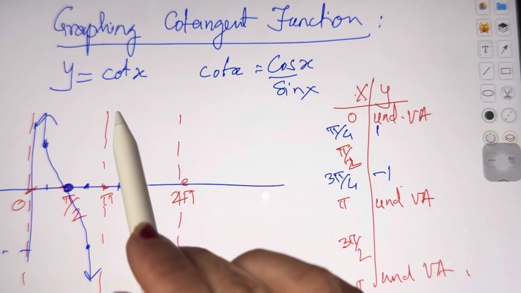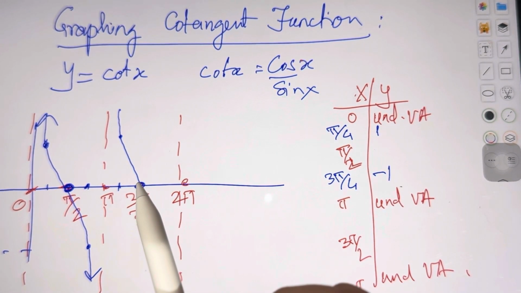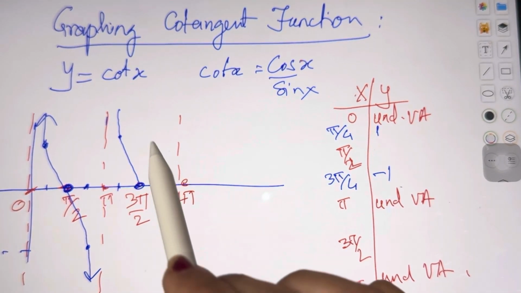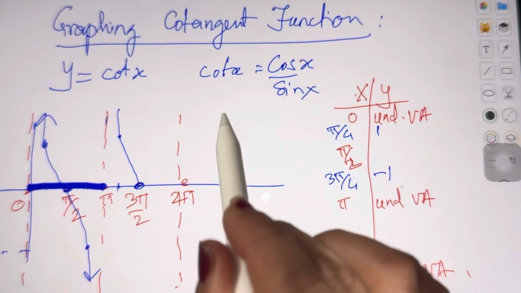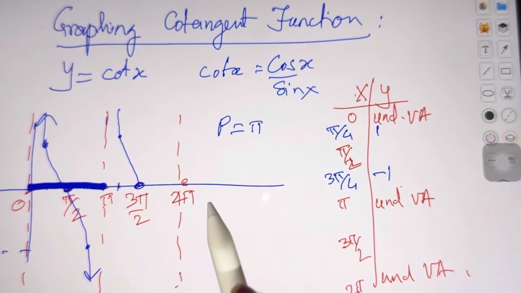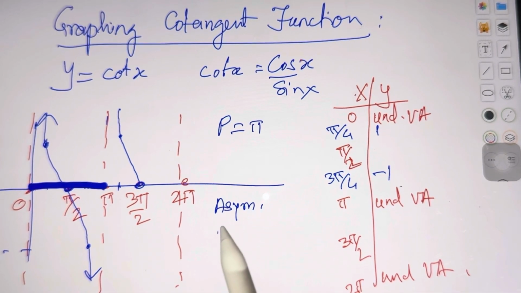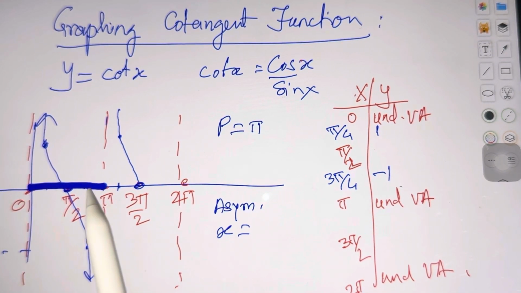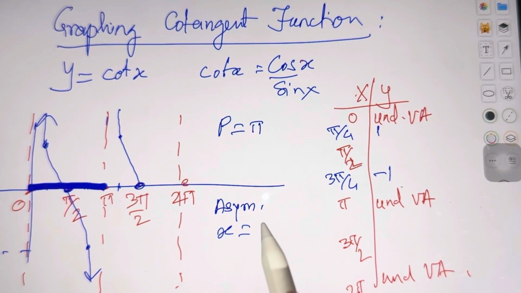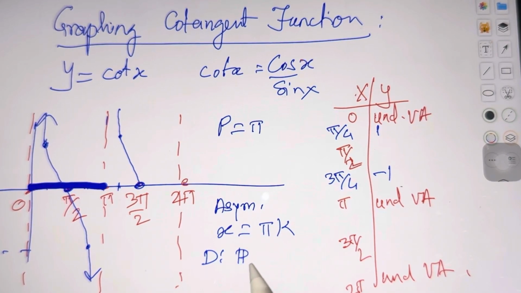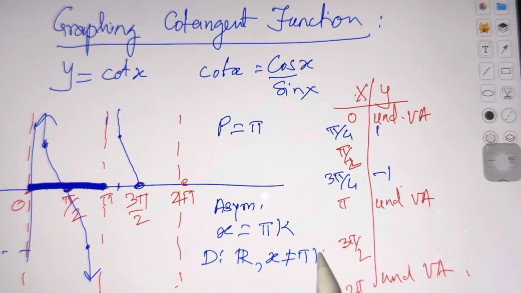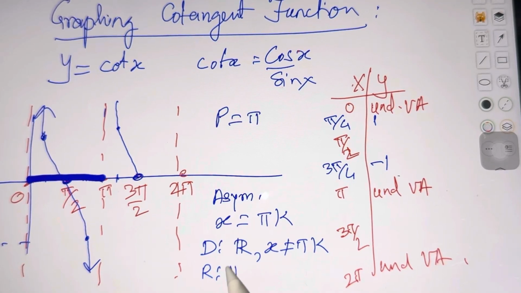So if I keep on drawing, isn't the graph repeating? Yes, the graph is repeating from this point. That means my period for the cotangent function is 0 to pi, which is pi. So the period for the cotangent function is pi. Where are the asymptotes? First asymptote is 0, then pi, then 2 pi. That means the asymptote is at pi k. So what will be the domain? All real numbers except x cannot be pi k. What is the range? Range is all real numbers.